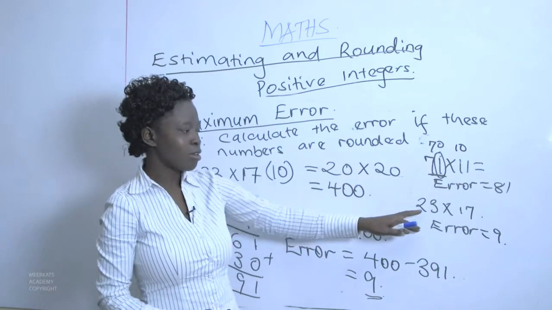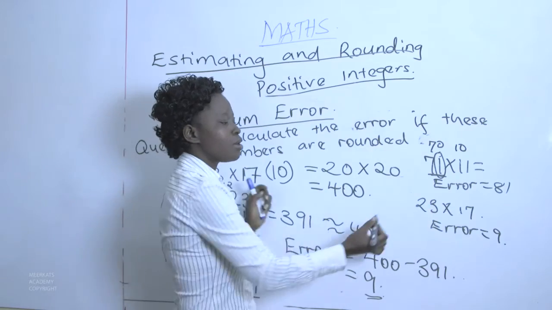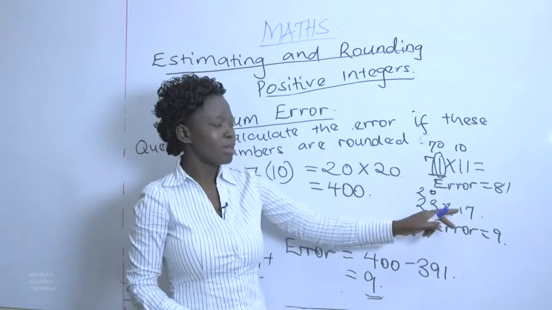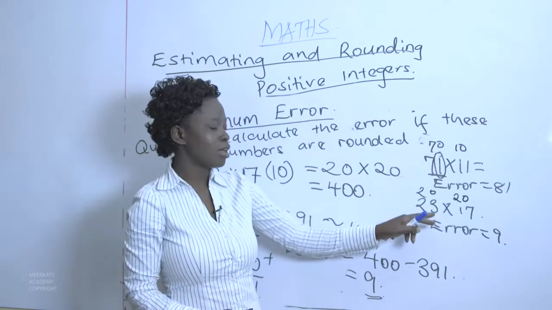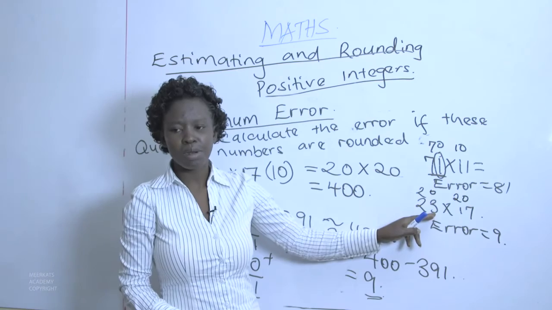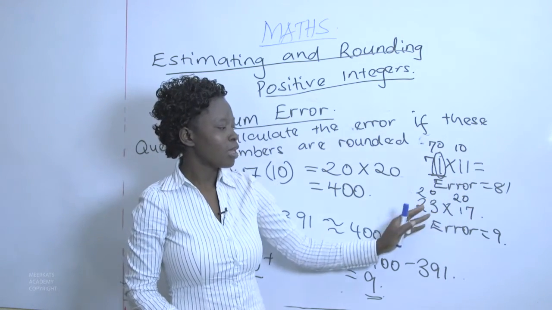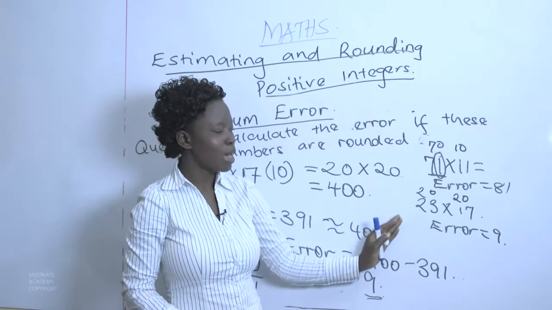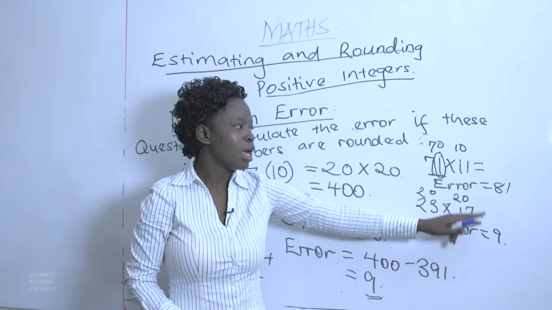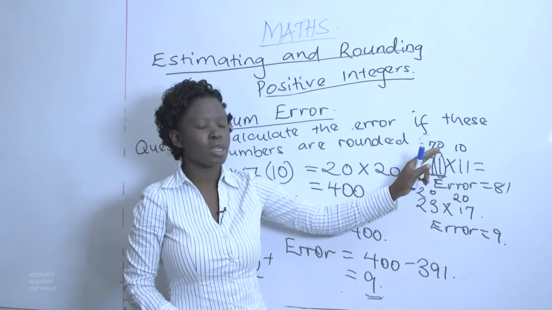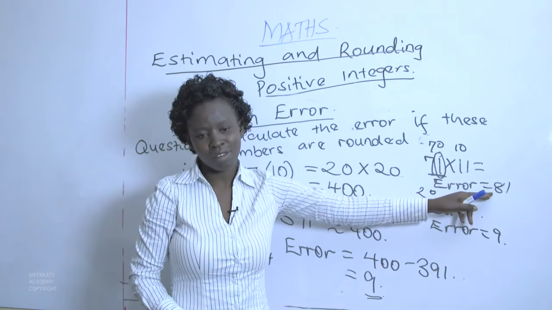But in the second case, we had 23 and 17. 23 is being rounded down to 20, but 17 is being rounded up to 20. So we discover that one of the numbers is being rounded down and the other number is rounded up. So this case will bring about a balance so that the error that will be obtained is small. But in the first case, all the numbers are being rounded down, so the error that will be obtained will be a bit large.